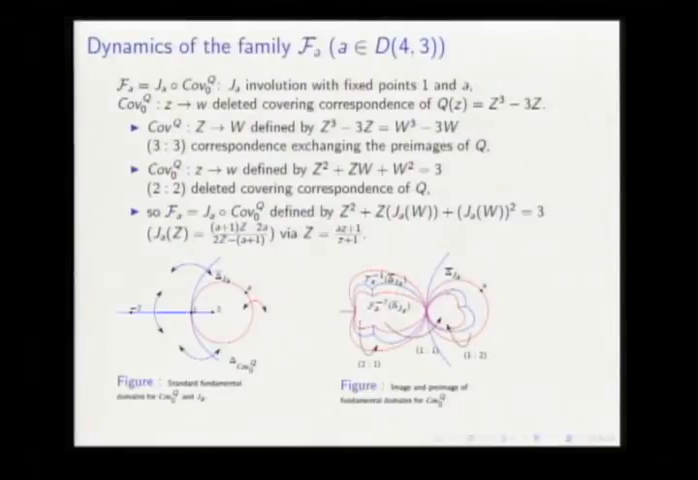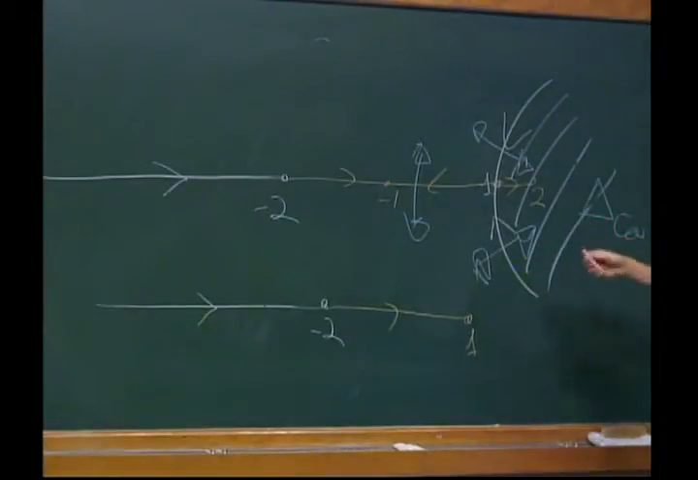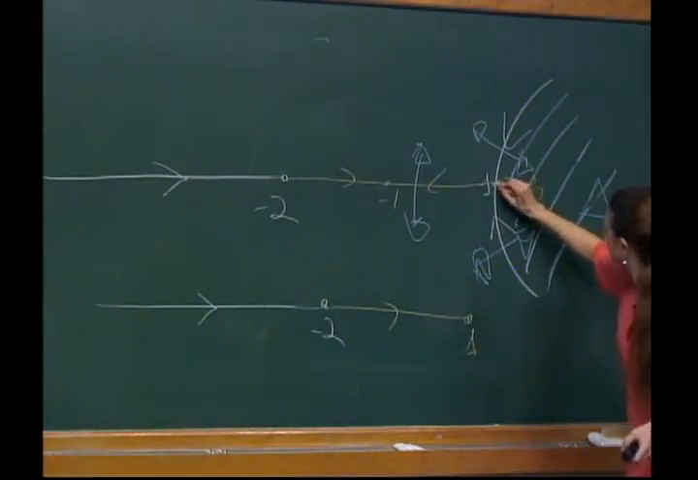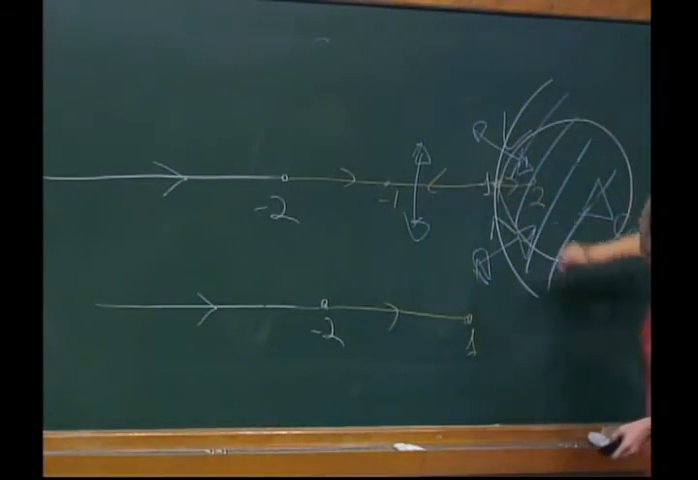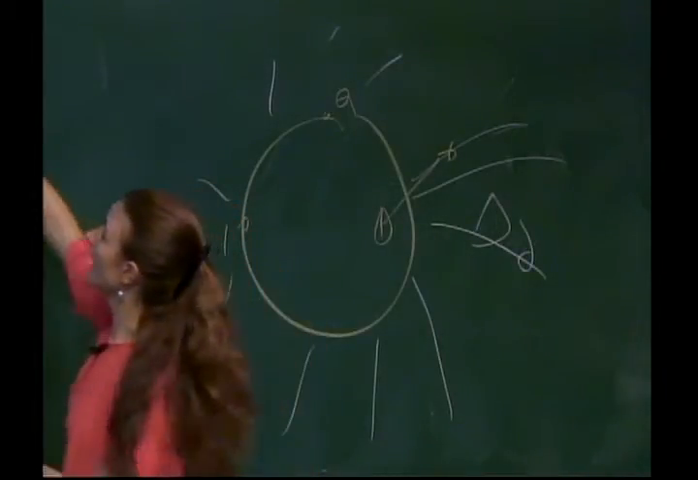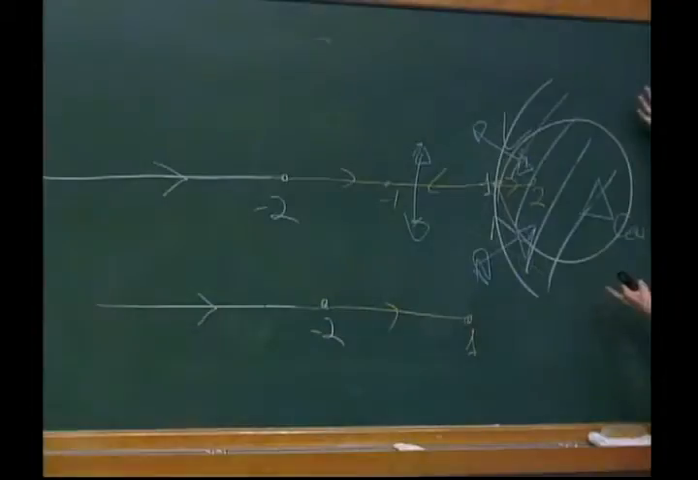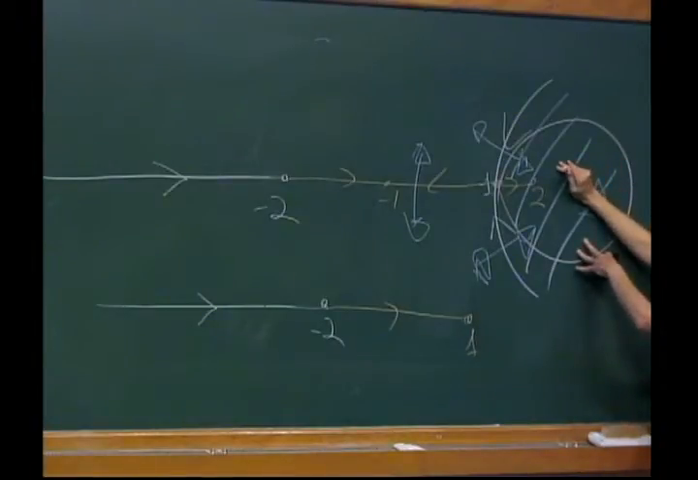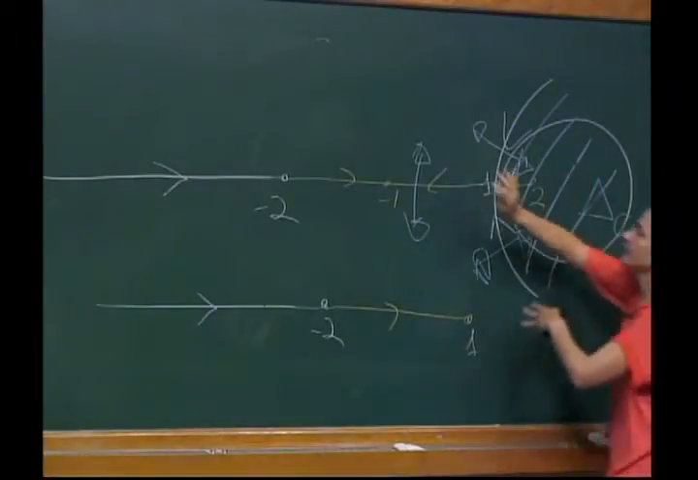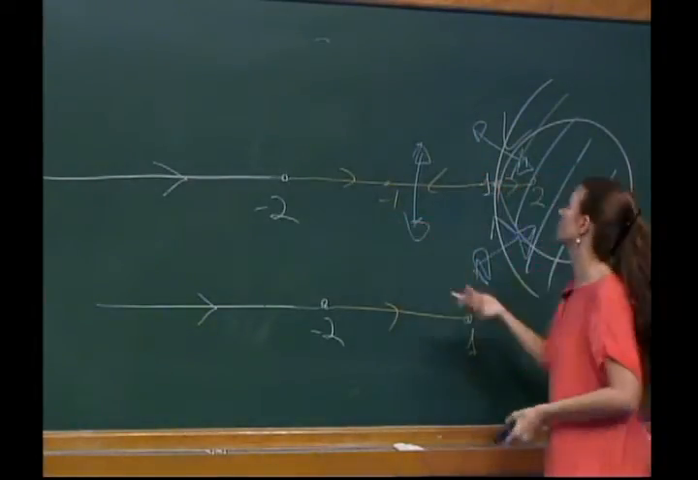This is a fundamental domain for my correspondence. The outside of this circle is a fundamental domain for my involution. So what is outside the circle, by the involution, is sent inside the circle, and then by the covering correspondence, is sent here and there.